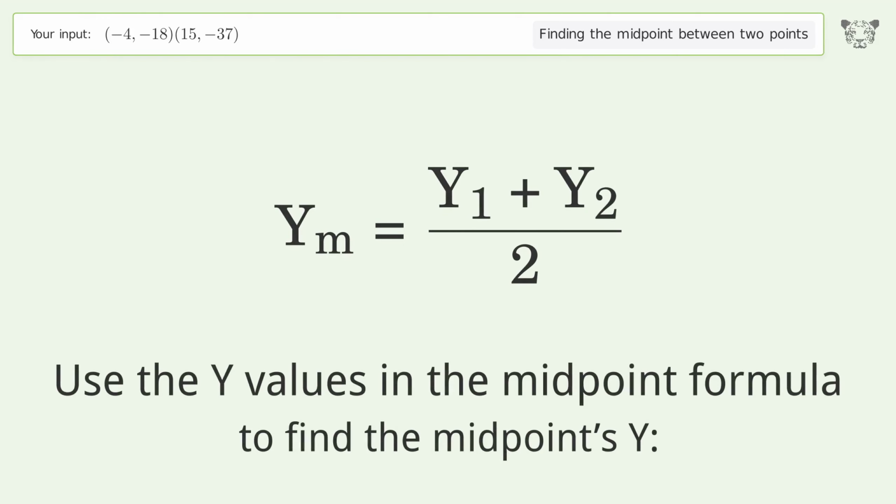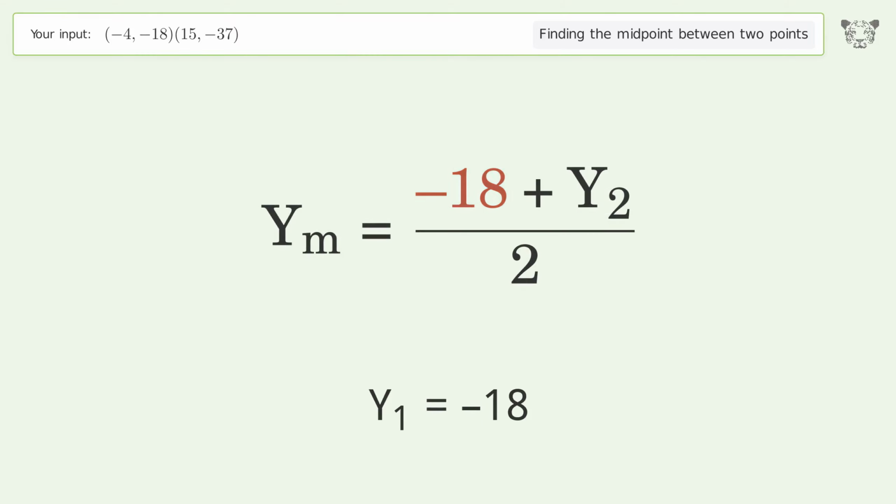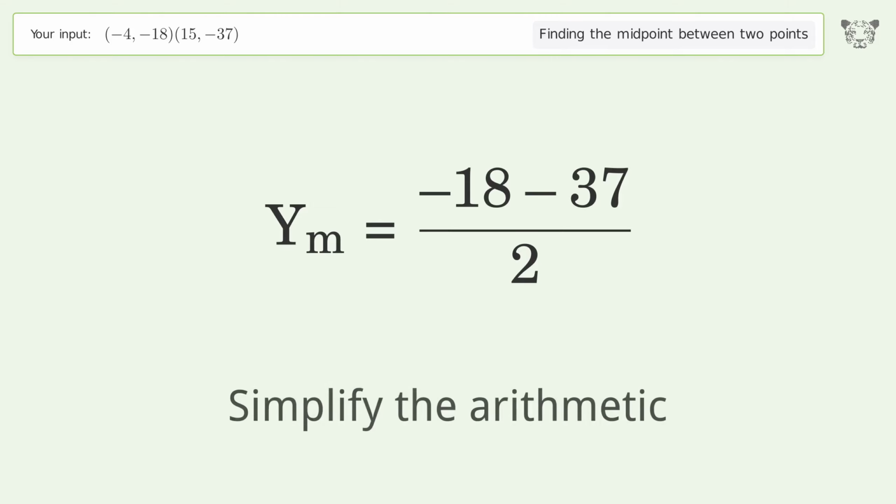Use the y values in the midpoint formula to find the midpoint's y. y1 equals negative 18. y2 equals negative 37. Simplify the arithmetic.